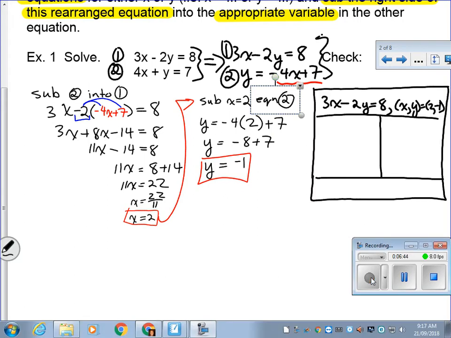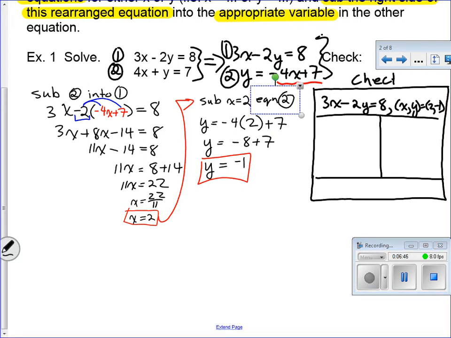Okay, so now this is our check. We're checking to see if 3x minus 2y equals 8 works with the solution (x, y) equals (2, negative 1). We start with our left side equals 3x minus 2y. We do our substitution.